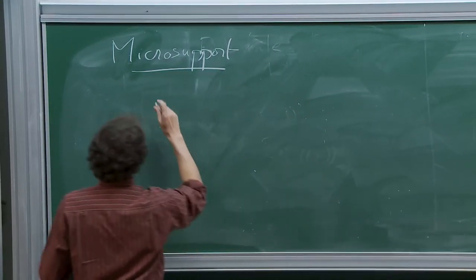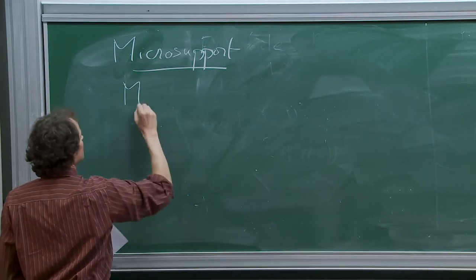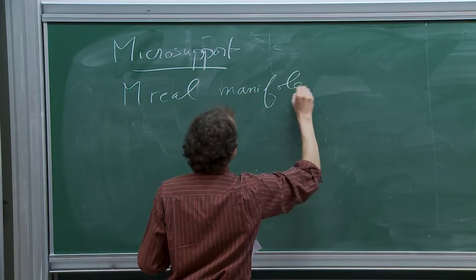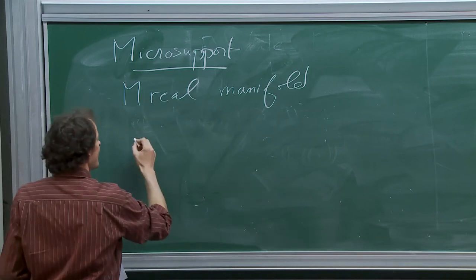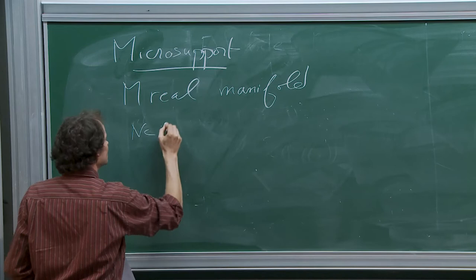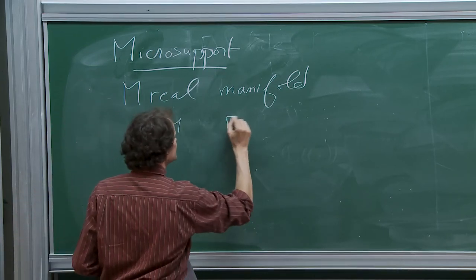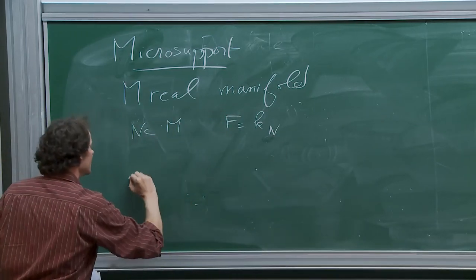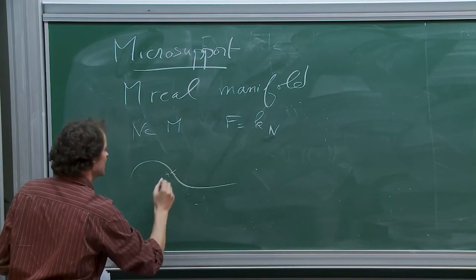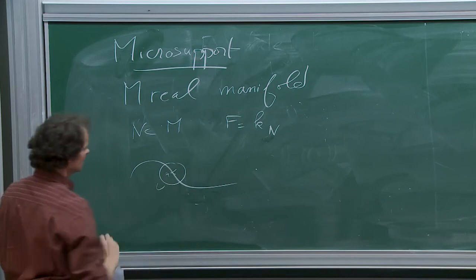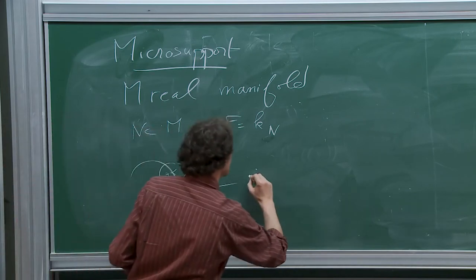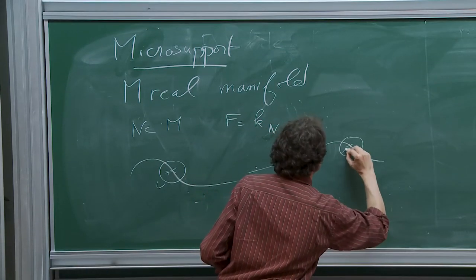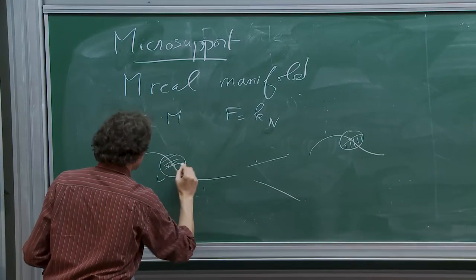I will recall the definition, but before, maybe I explain very quickly what the idea is. So we consider a real manifold M. In the talk, all manifolds will be real. And say, well, first consider an example. We consider some manifold M, and we consider the constant sheaf on M. And the microsupport considers the following question. Let's take some point x in M and some neighborhood U of this point, and we restrict the cohomology of F to some smaller open subset.